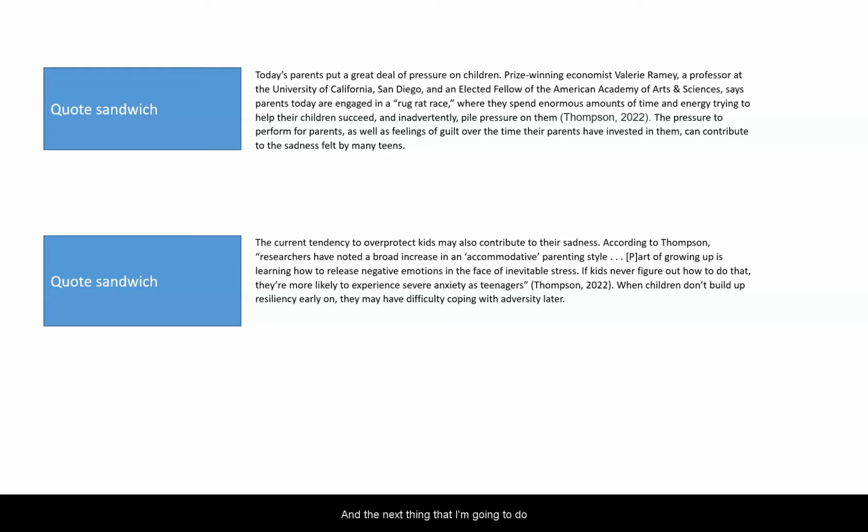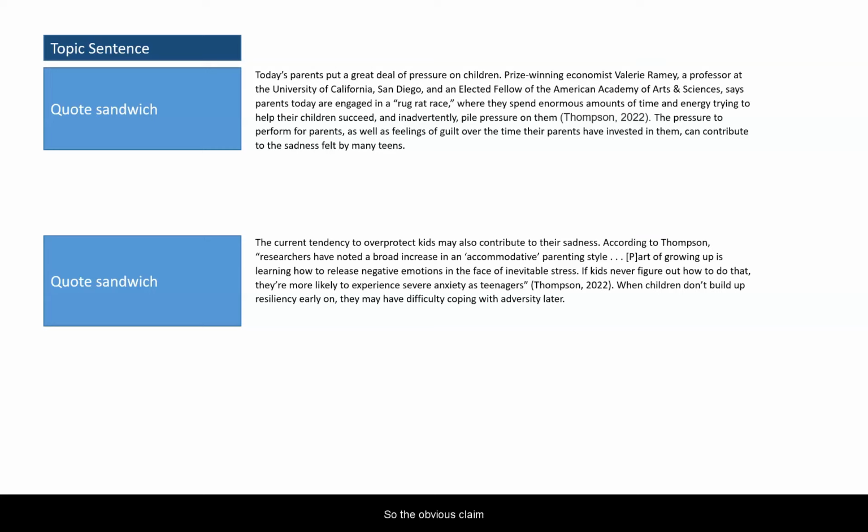And the next thing that I'm going to do is decide how these quote sandwiches relate to each other, and what is the point that I'm trying to make with them. And that will actually become the topic sentence of my paper. So when I look at these, they're both about sadness and teenagers, and they're both about parents or parenting style. So I know that I want to create a topic sentence that makes a claim about parenting style and sadness.